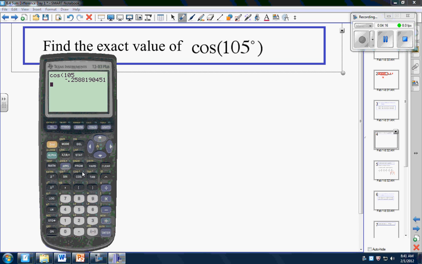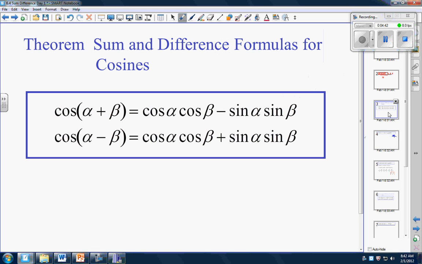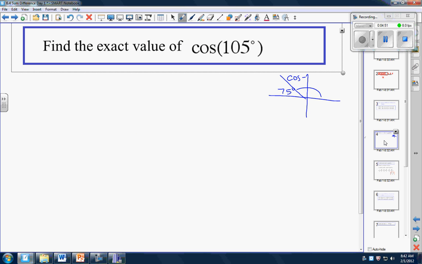Now, 105 degrees we know is over here, so that makes this a 75 degree angle right there. Cosines are negative in this quadrant. That's why that answer came out as a negative. But what we can do is add or subtract the angles that we know to get to 105. So right now, you only have formulas for cosine of A plus B and cosine of A minus B. There are a couple different ways you can get to 105. I'm going to do it this way.